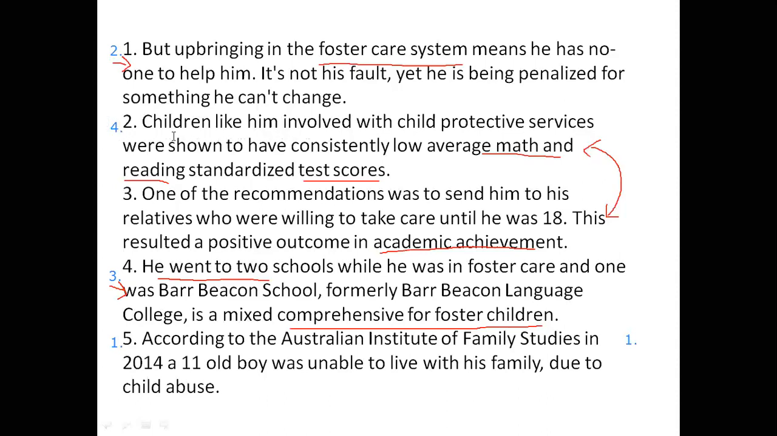Children like him involved with child protective services consistently have low average math and reading standardized test scores. So now they have lower test scores. So one of the recommendations is to send him to his relatives who were willing to take care of him until he was 18. This resulted in a positive outcome in academic achievements. So they finally found a solution. So the solution was that they are going to send him to his relatives who are going to take care of him until he turns 18. So this was our paragraph order: 2, 4, 5, 3, and 1.